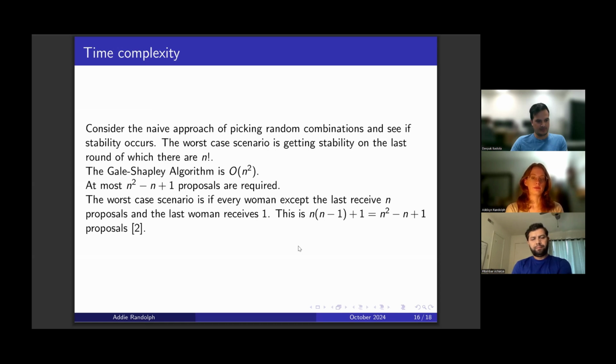And then this would be n times n minus 1 plus 1 would be how many iterations we would have to do. But this would just be the worst case scenario. But even then, this is still much better than n factorial. So this algorithm is really nice for these types of problems.